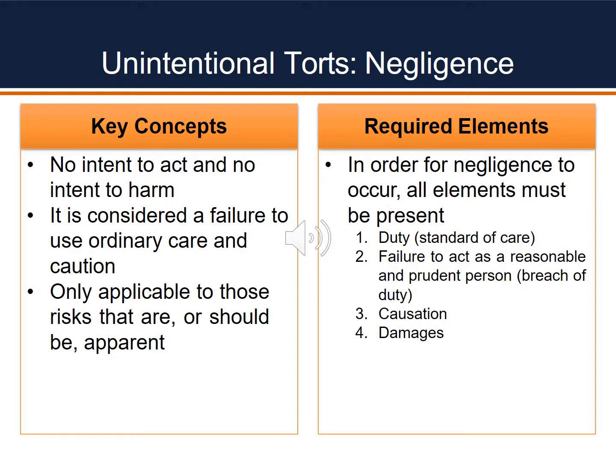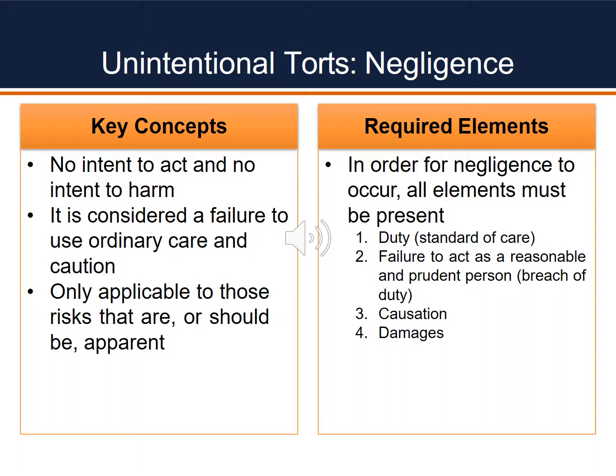As I already indicated, we're going to spend the remainder of this lecture talking about unintentional torts or negligence. There are some key concepts, or general terms, that will help us make sense of negligence. First, as I already indicated, there's no intent to act and no intent to harm. I want us to think about it this way. There is an injury sustained by someone, but the intent was not to cause harm. And oftentimes we consider it a failure to behave or provide caution. It's only applicable to those risks that are or should be apparent. And that's going to make a lot more sense when we talk about the required elements of negligence.